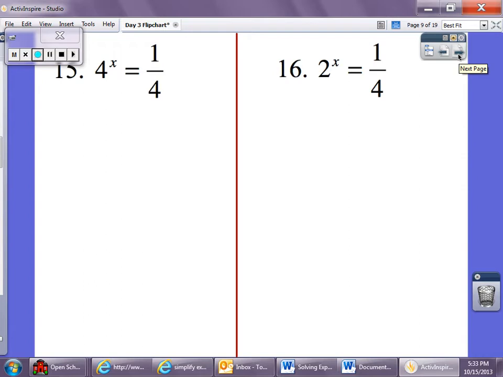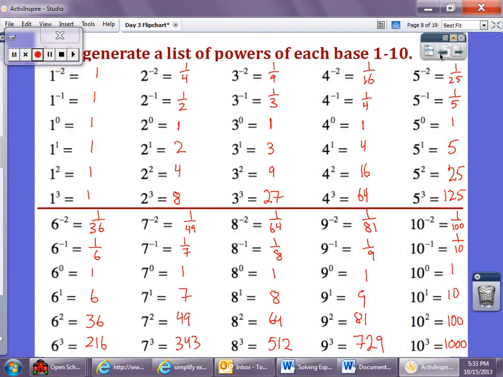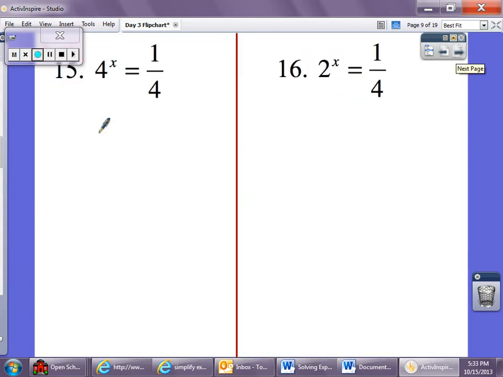So if we look at number 15, well, we look at 1/4. Now if we go back to our chart, well, 1/4 is right here. So 1/4 is the same thing as saying 4 to the negative 1 power, which makes sense because this is 4 to the first. Well, we do the opposite, so we make it negative. Negative is going to put it in the denominator. So now we have the same base of 4. So x is equal to negative 1.